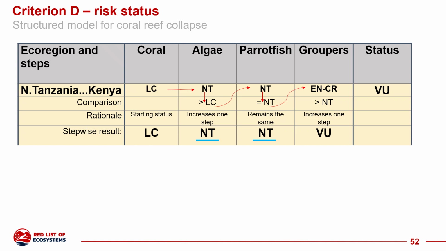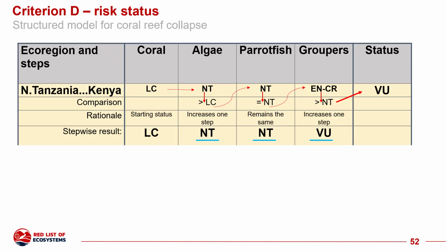Finally, we examine groupers, which are at endangered to critically endangered. That's clearly higher risk than near threatened. So again, we move the overall status up 1 level from near threatened to vulnerable. So the final risk status under Criterion D for the Northern Tanzania and Kenya unit of assessment is vulnerable.